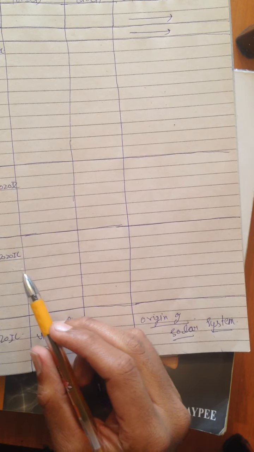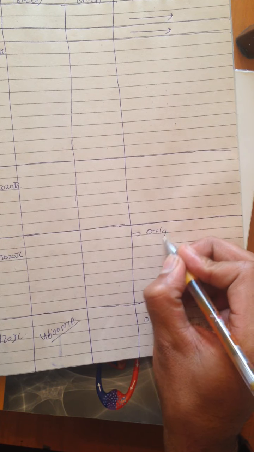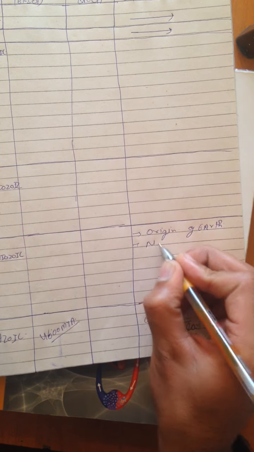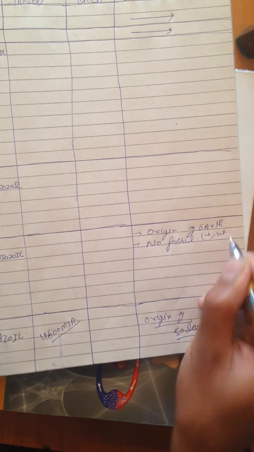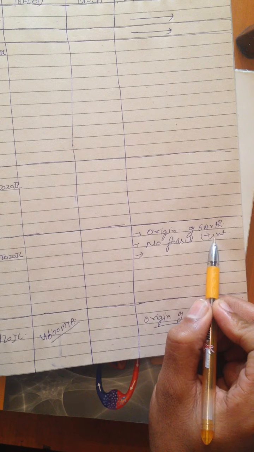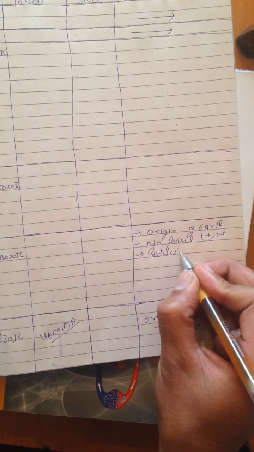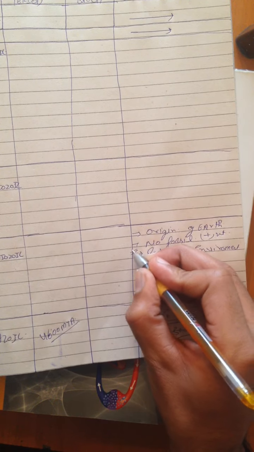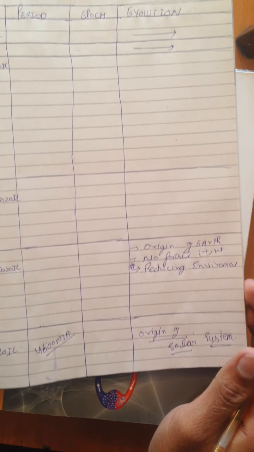When we talk about the Archaeozoic era, in this era, origin of Earth, no fossil fuels, no fossil present, and the most important thing that we have to remember is that it has a reducing environment.